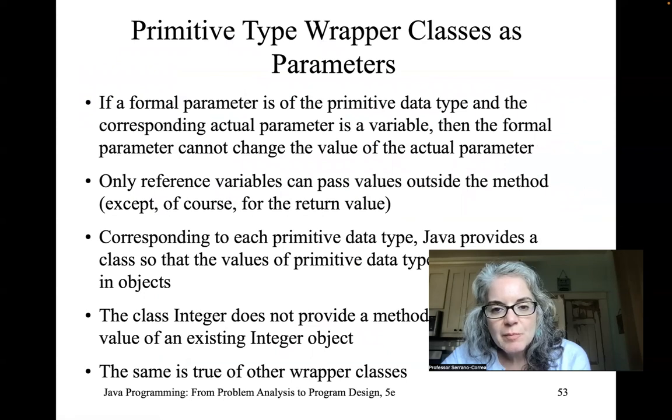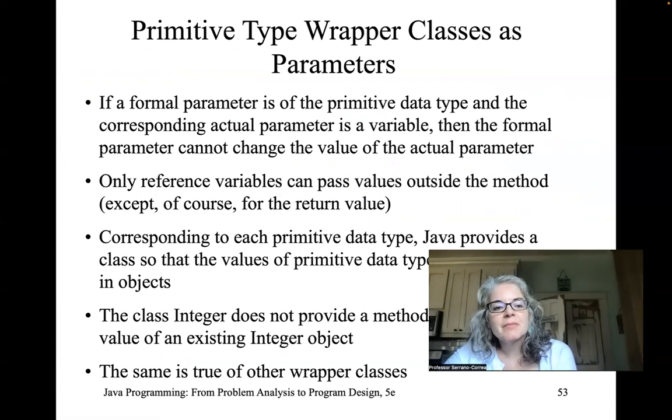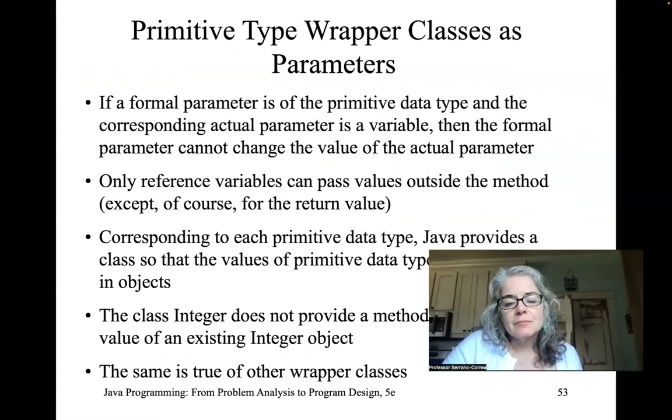Primitive type wrapper classes as parameters. So we talked about the Integer wrapper class and how there's a Double wrapper class and a Character wrapper class. If a formal parameter is of the primitive data type and the corresponding actual parameter is a variable, then the formal parameter cannot change the value of the actual parameter.